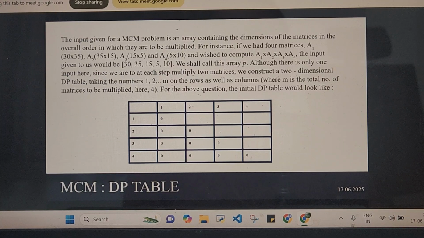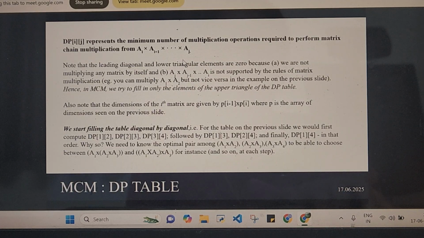So if I say DP of 1 of 6, for example, we don't have a 6 in this matrix, but generally, if I say DP of 1 of 6, it means the minimum number of multiplications required for the matrix product A1 cross A2 cross A3 cross A4 cross A5 cross A6. And so on and so forth. So that is DP of i of j.